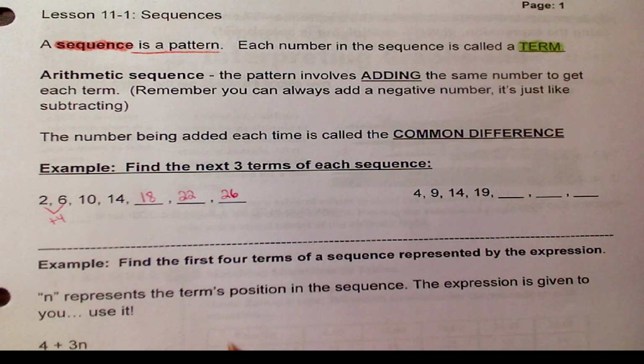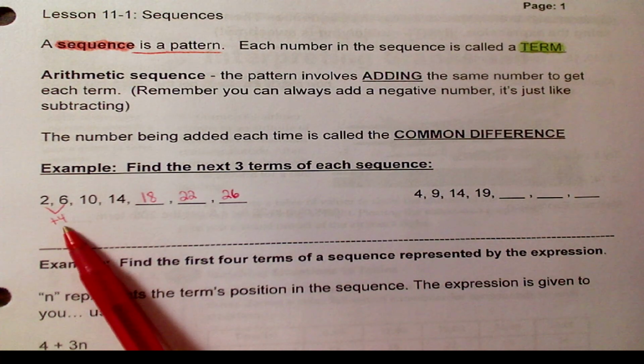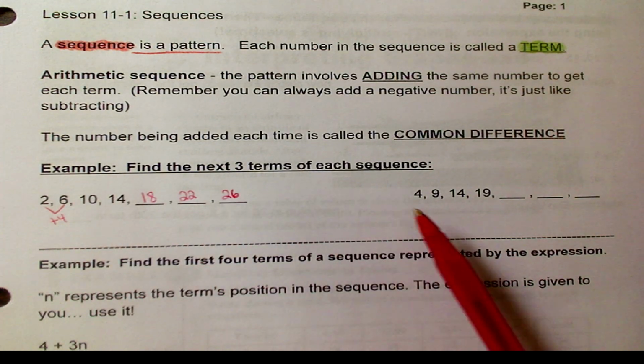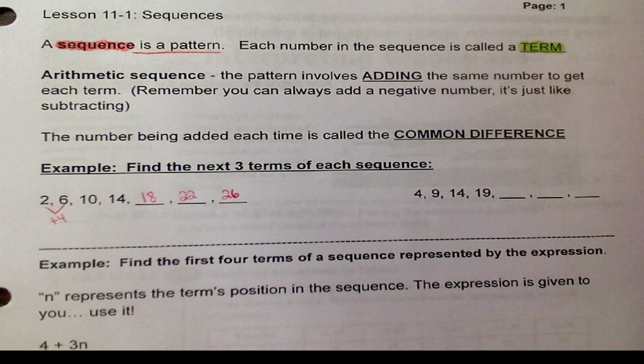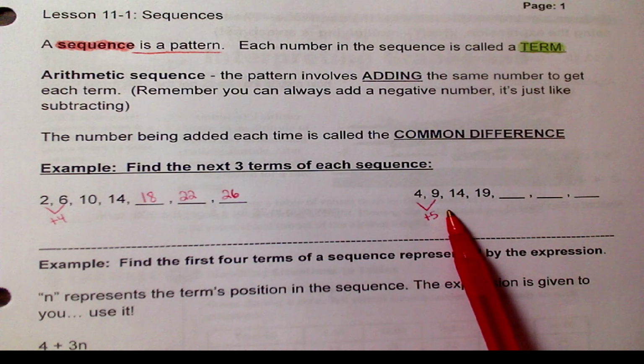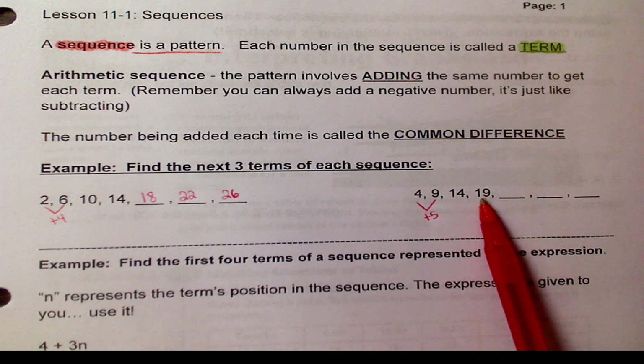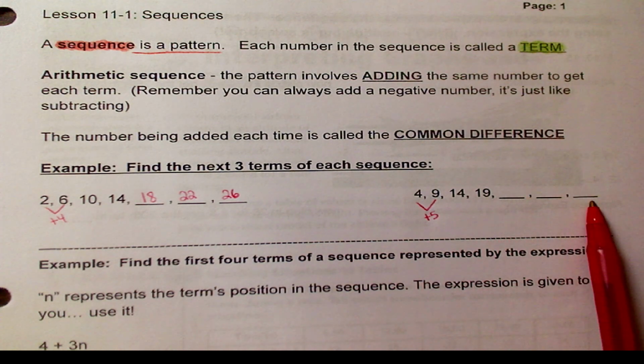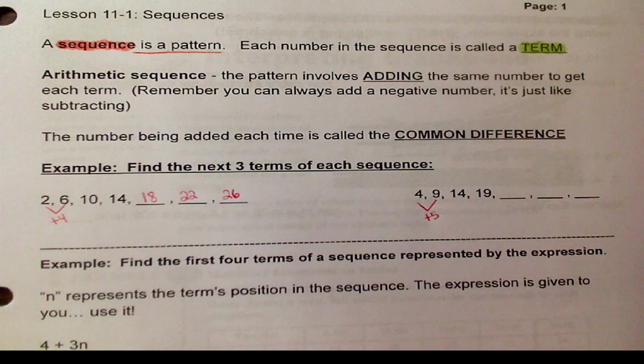So if I said what is the common difference of this pattern, it's what you're doing every single time. In this case, it's adding 4. If it's subtracting 4, we'd say, hey, subtract 4 or plus negative 4. Let's go do this one. So just keep adding 5, and we'll find the next 3.